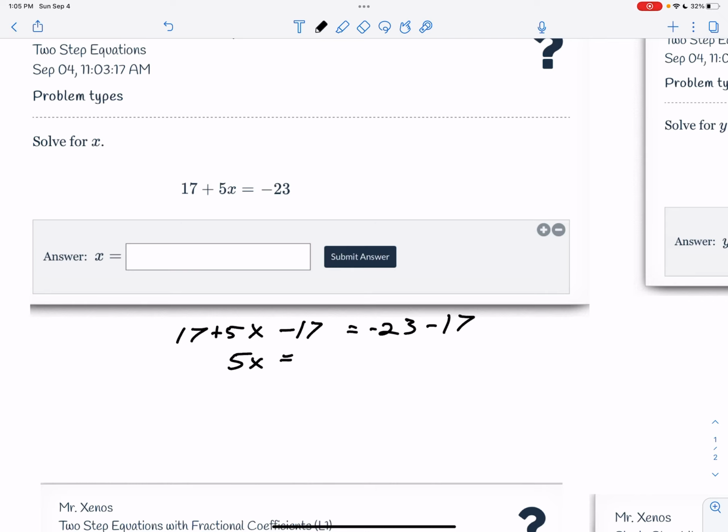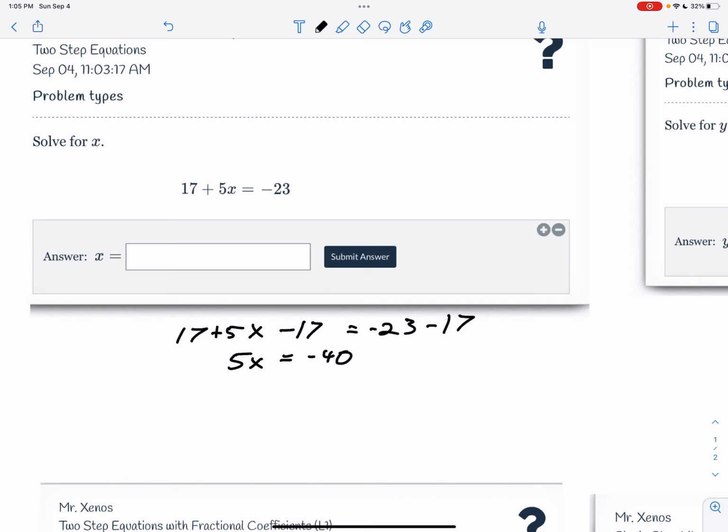And then on the right, we have negative 23 minus 17 is negative 40. Very easy to make a tiny mistake here and do 23 minus 17 and ignore the negative. Make sure that you're aware, and that you're with it enough in that moment, that you're thinking about it enough that nothing gets lost. Okay, so that was my first step.